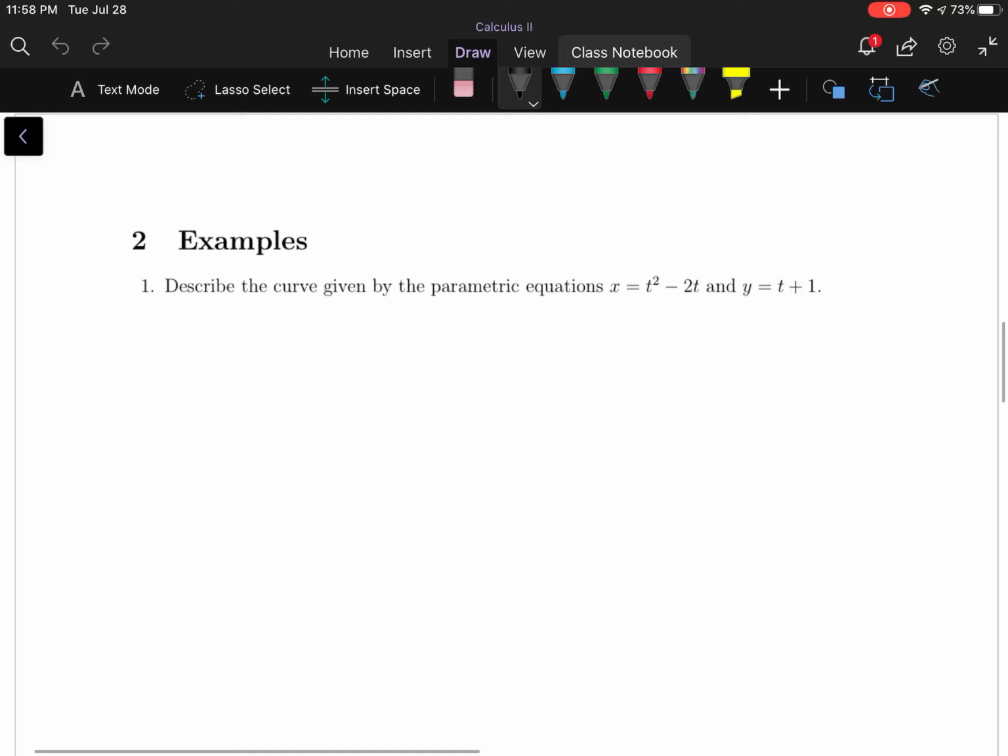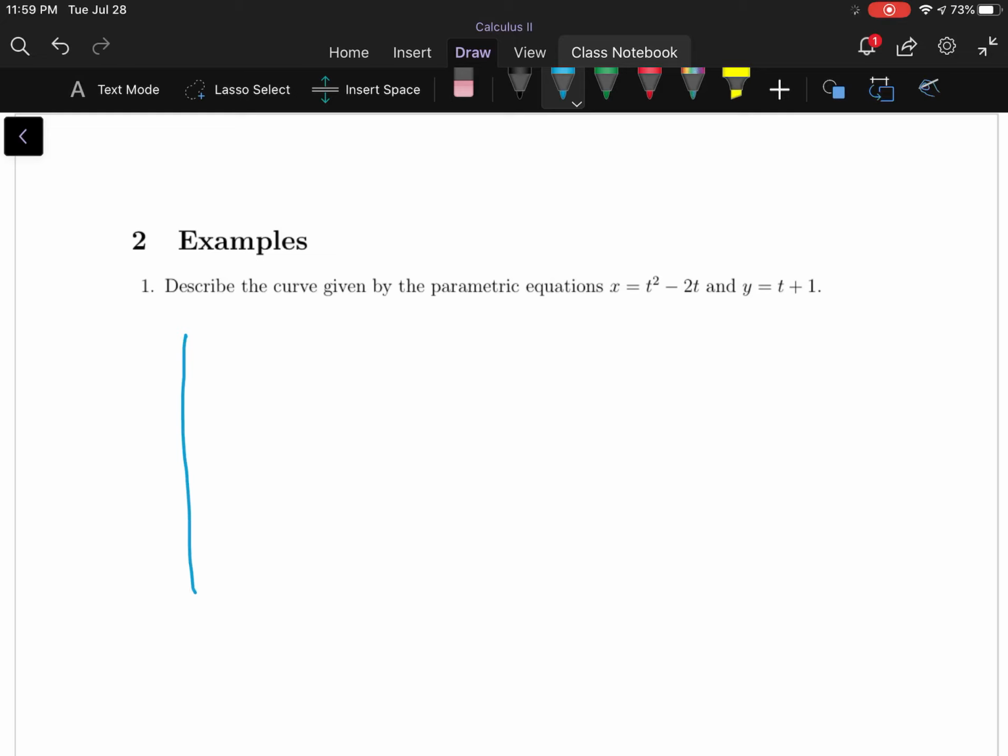Let's get to actually practicing some of this. So what can you do with parametric equations? Well, in the first example, you may be given a set of equations x equals t squared minus 2t, and y equals t plus 1. And you are given the task of describing the curve given by those parametric equations. So one thing that you could do is you can create a sketch.